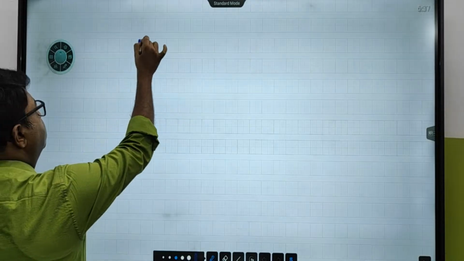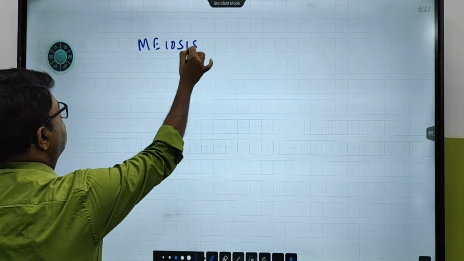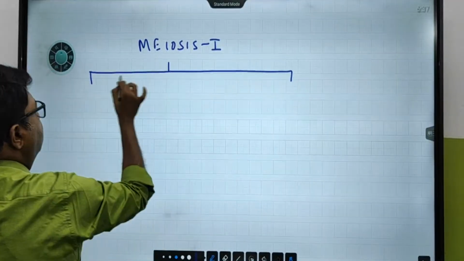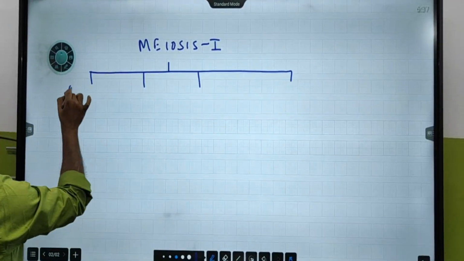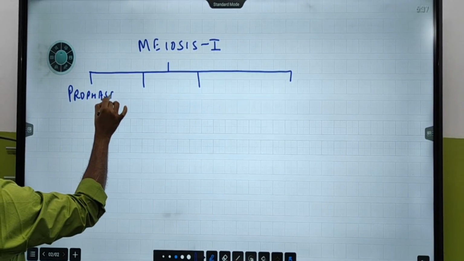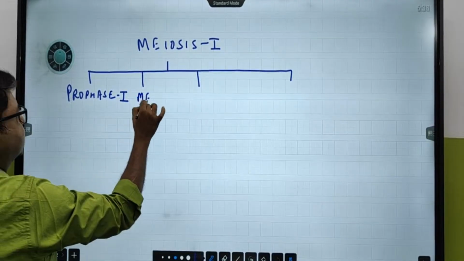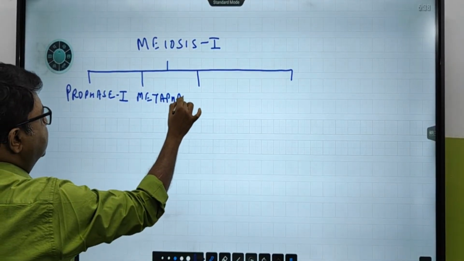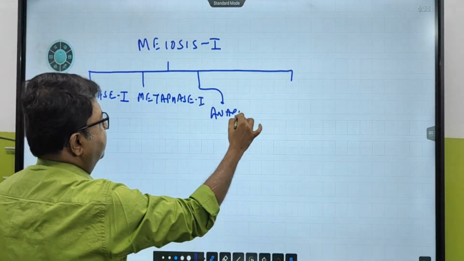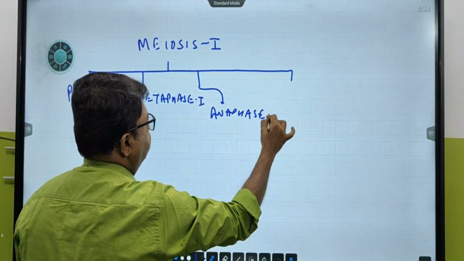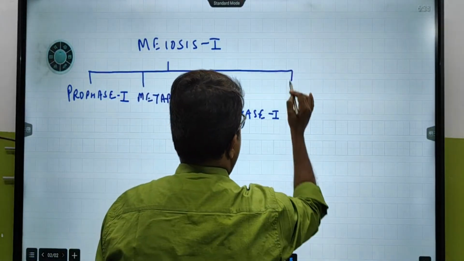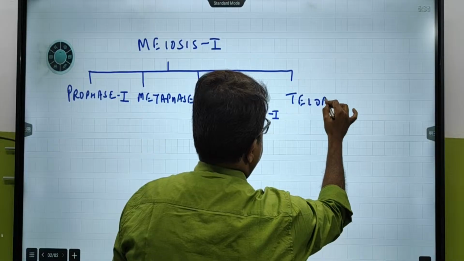Now, so when we talk about meiosis 1, this meiosis 1 is going to have stages like this. What are the stages? The first one is prophase 1. The second stage is metaphase 1. The third stage is anaphase 1. And last one is telophase 1.